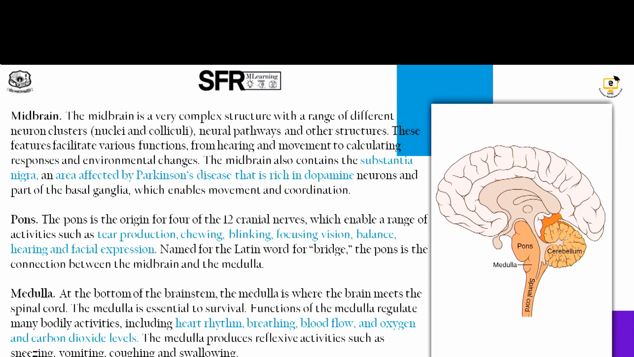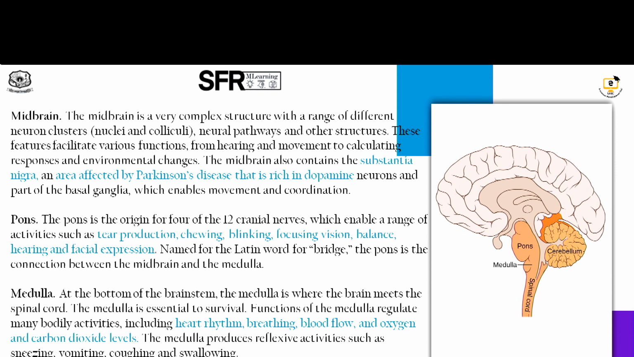It has the most vital center. Your heartbeat, your blood pressure and the breathing are all controlled by the medulla. The cranial nerves 9, 10, 11 and 12 originate from the medulla. Now your pons. Your pons acts as a bridge connecting the midbrain and the hindbrain.